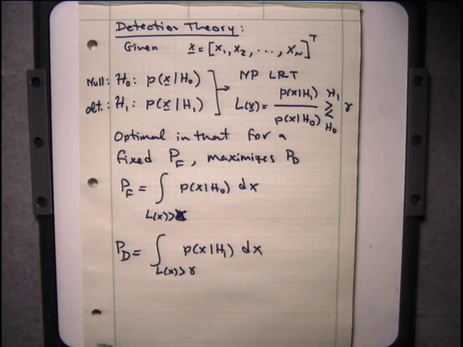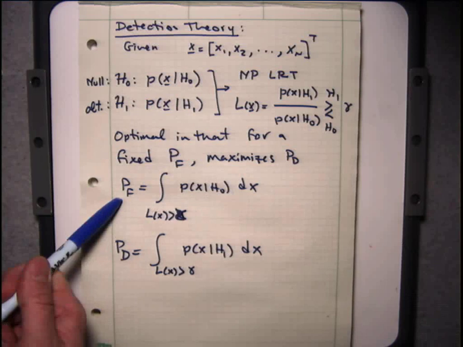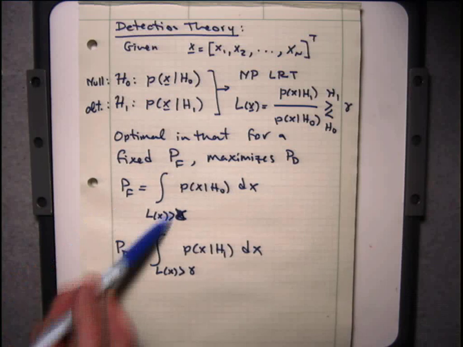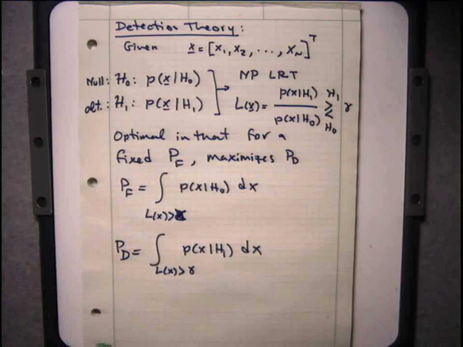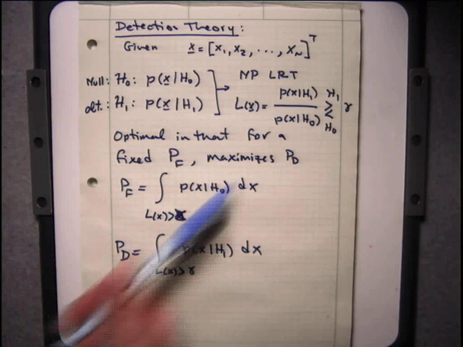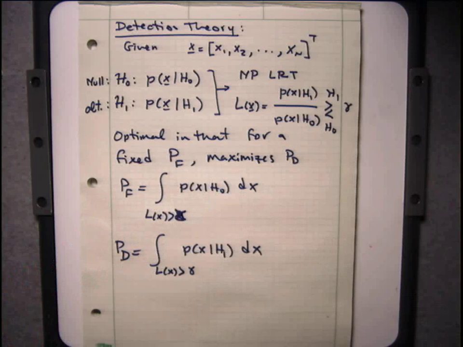So the idea is you fix the false alarm, you know what this function looks like, you solve for the gamma, then that gamma determines what your probability of detection is, and you are guaranteed that that probability of detection is as large as possible for that fixed probability of false alarm.